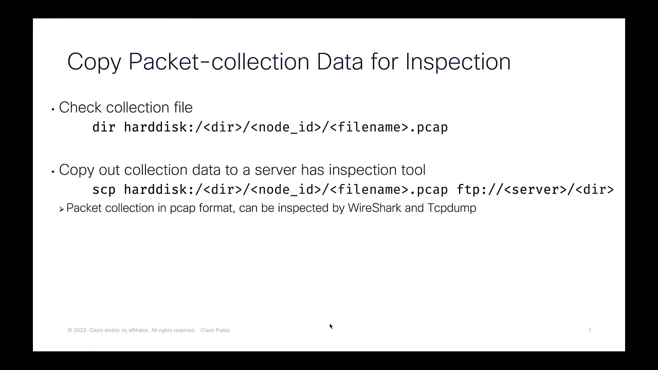You can check the captured data availability. For example, if you defined the save file under the hard disk, you can use dir to show the PCAP capture files available on the hard disk. Then you can leverage TFTP or SCP to copy the capture file out to a server, where you can rely on any tool to do the packet analysis.